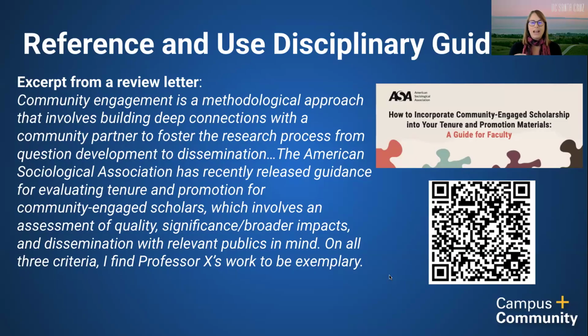So just to say, I don't just reference the guidance, but I actually pulled out the 3 criteria, right? That it involves an assessment of quality, significance, and broader impacts, and dissemination with relevant publics in mind, to really say, these are the criteria we're using for evaluating people's scholarship.